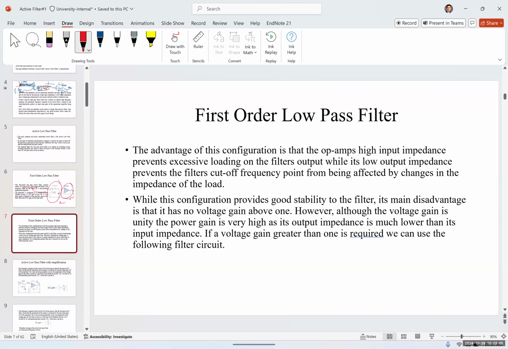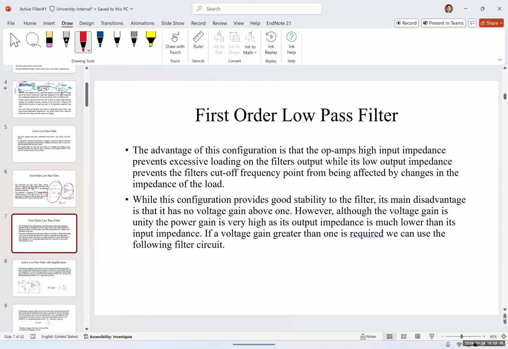So the advantage of this configuration is that the op amp's high impedance prevents excessive loading on the filter's output, while its low output impedance prevents the filter's cutoff frequency point from being affected by changes in the impedance of the load.